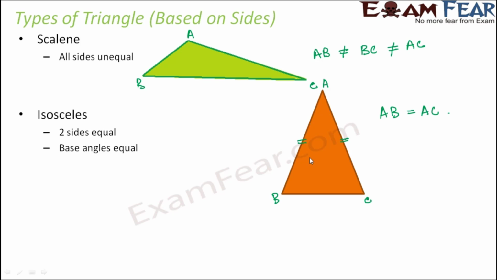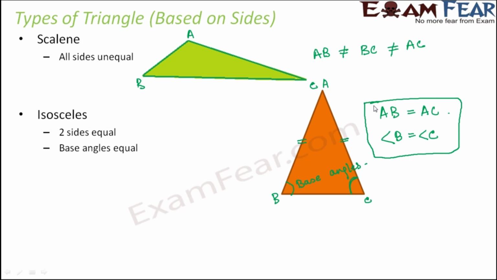Now since these two sides are equal, in this type of triangle we find that two angles are also equal. These two angles are called the base angles, because these are the angles which are formed on the base of the triangle. Base means bottom. So we say that in this case angle B is equal to angle C. So this is an isosceles triangle. Iso is used for similar. So in this type of triangle there is some sort of similarity because two sides are equal.